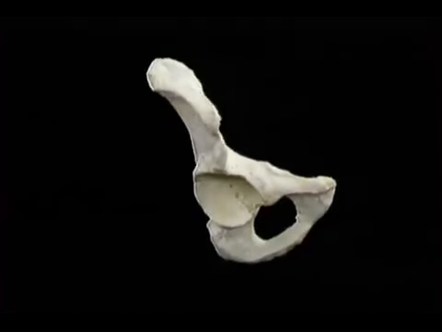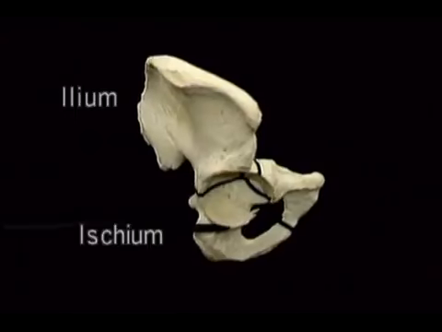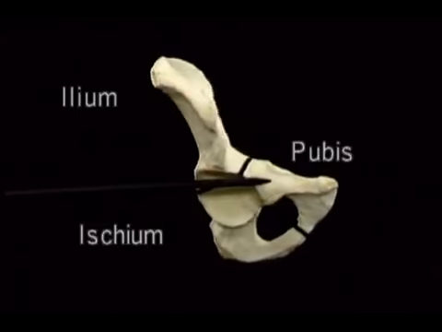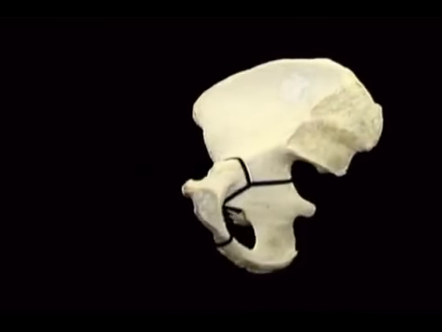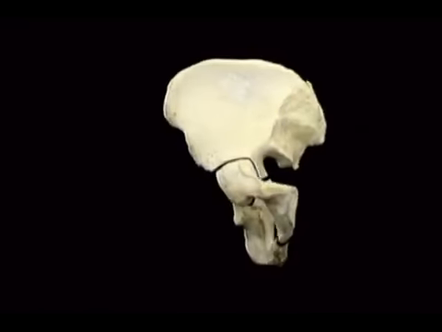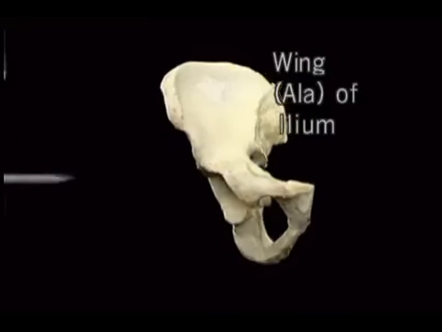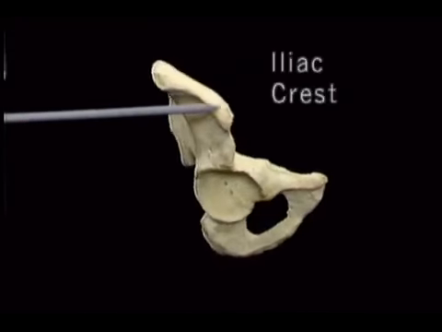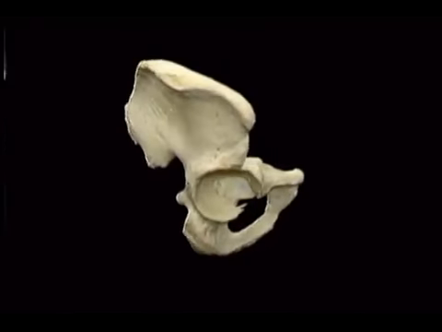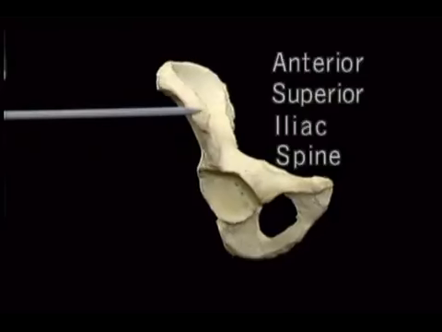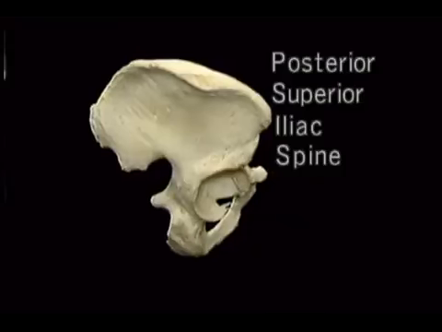The hip bone is formed by the fusion of 3 bones: the ilium, the ischium, and the pubis. The names of these bones give rise to the names of the various features of the hip bone. Let's look at these features. This broad bony plate is the wing or ala of the ilium. Its broad roughened edge is the iliac crest, an area where many important muscles attach. The iliac crest ends in front at the anterior superior iliac spine, and behind at the posterior superior iliac spine.